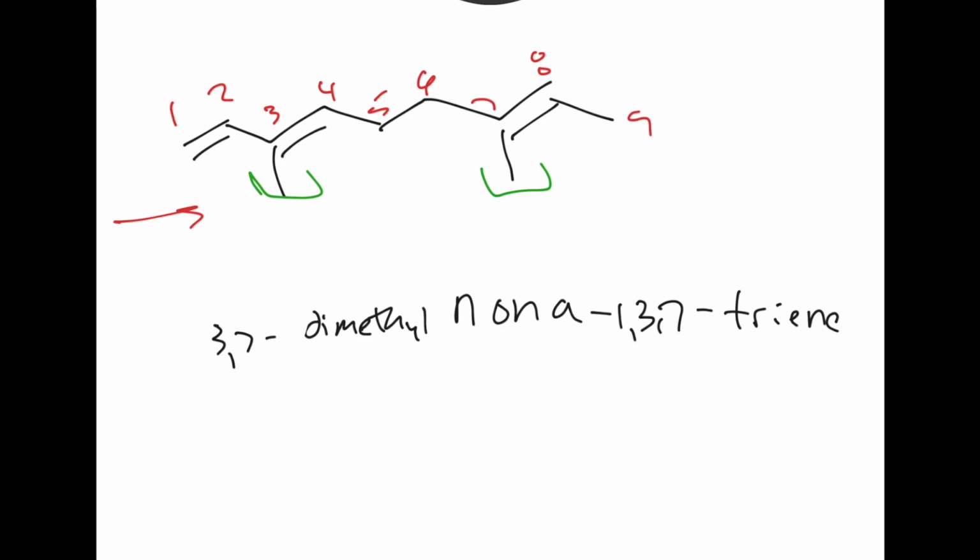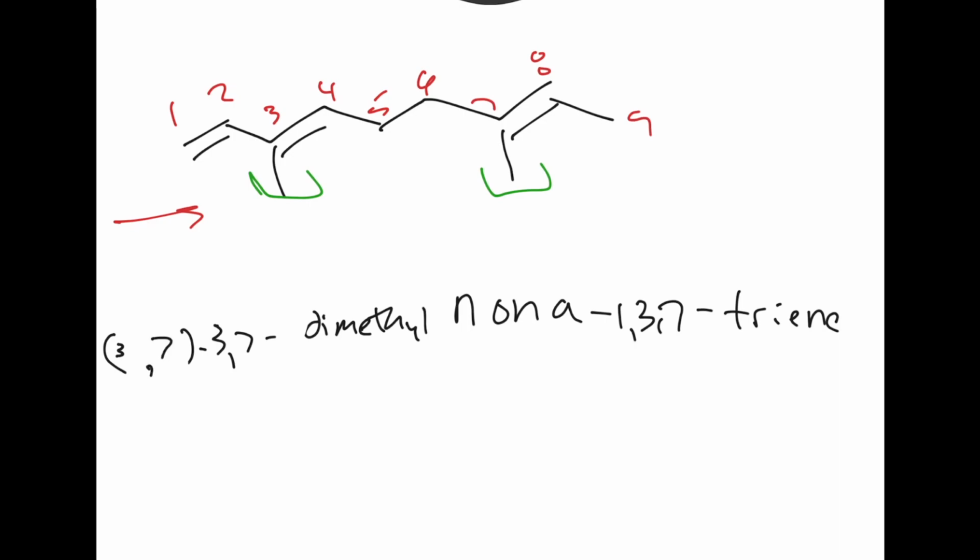What else? E or Z? There's 2, right? The double bond at carbon 3 has an E or Z conformation, and the double bond at 7 has an E or Z conformation. So in the parentheses in front you put the number for the double bond, in this case 3, and then whether it's E or Z, comma, and then 7 and the E or Z associated with that.